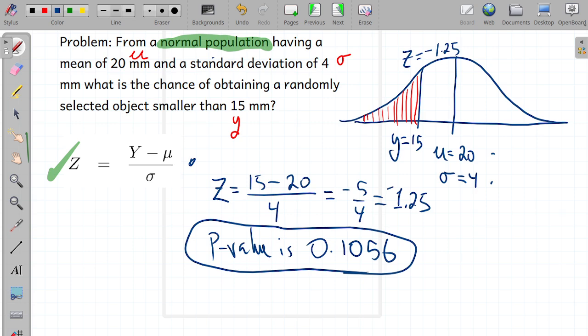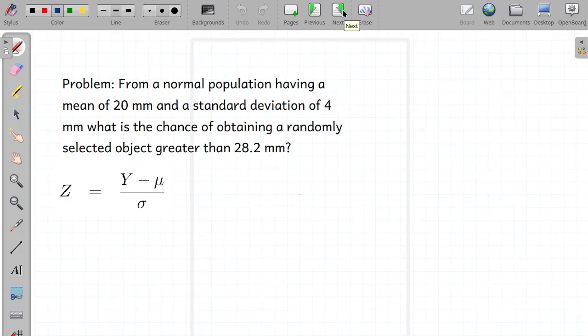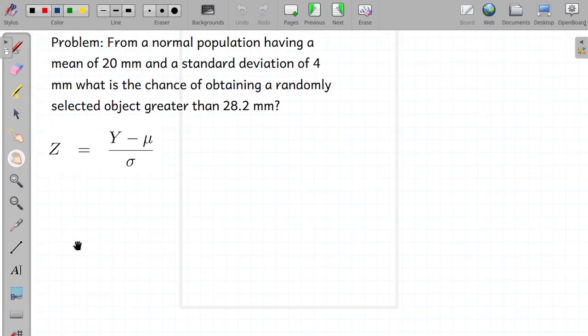Darn right. Let's carry on. Let's move on to another question. Same population, same curve, same center, same spread. Again, normal population. Mean is 20, standard deviation is 4. Now, what's the chance of obtaining a randomly selected object that's greater than 28.2 millimeters?